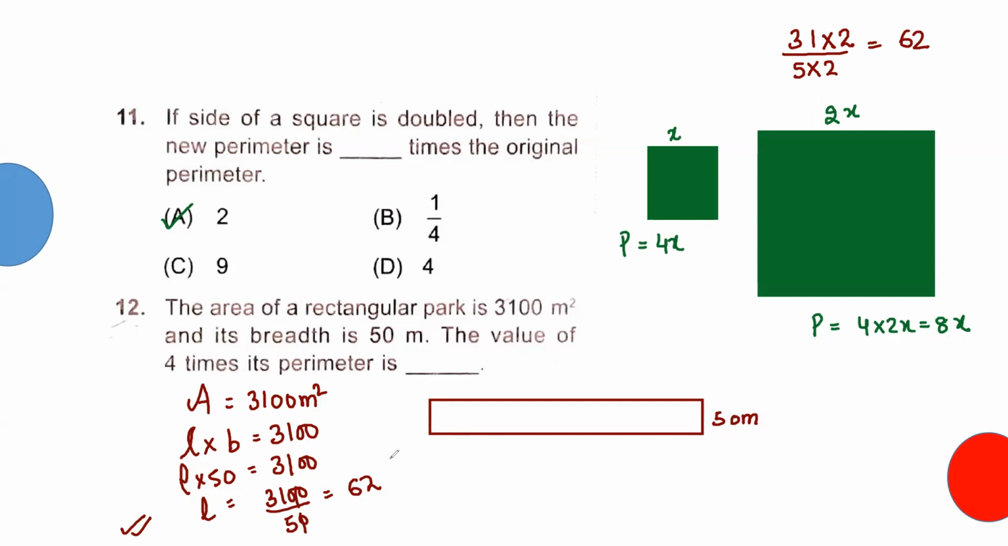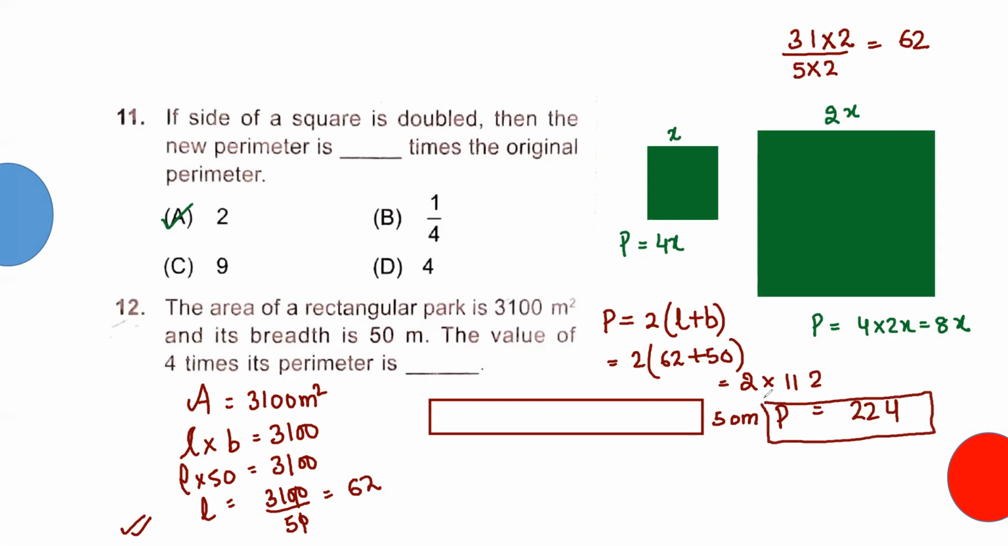So length is 62. Now they are asking the value of 4 times its perimeter. So first find the perimeter, 2 times length plus breadth. So 62 plus 50, how much did you get? 112. So if you double it, how much did you get? 224. So this is the perimeter, right? Now in the question, what they are asking is to find 4 times the perimeter. So 224 times 4. That will give you the answer as 896 meter, and that is the final answer of this question.